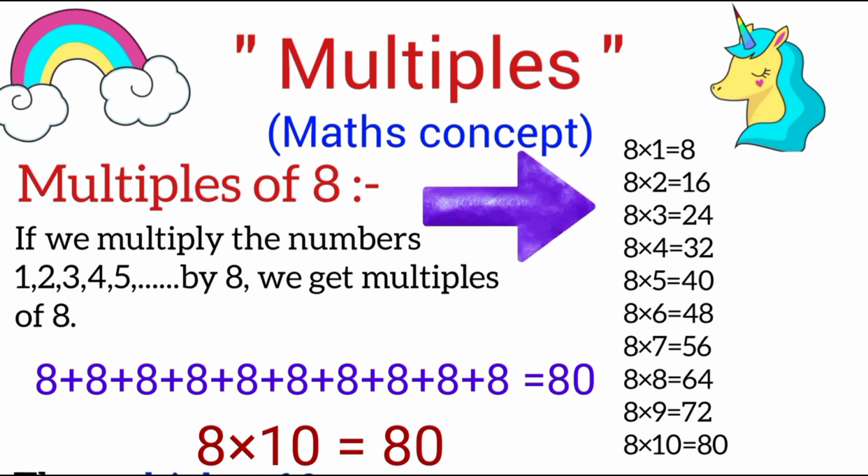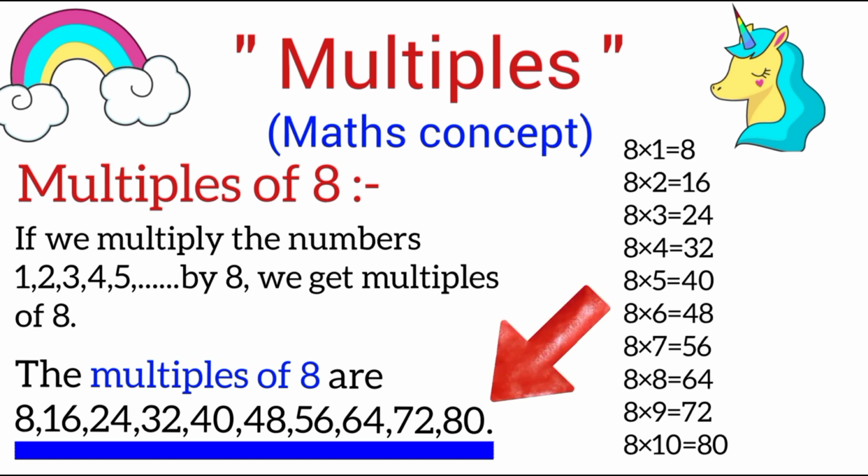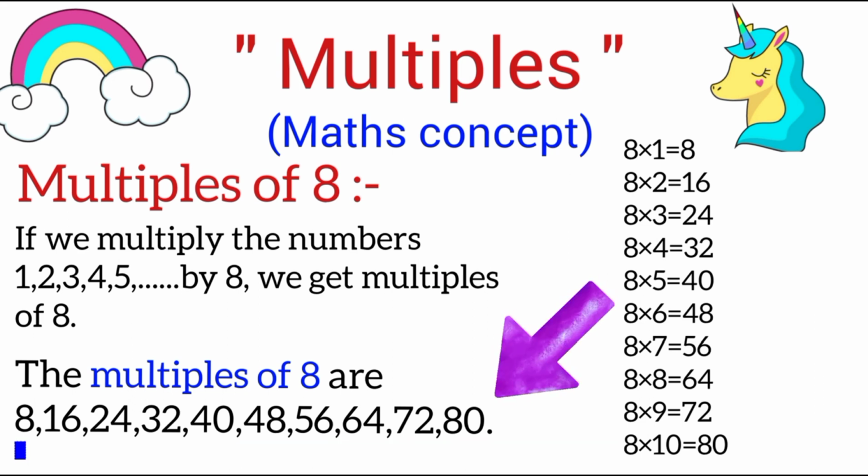This is the multiplication table of the number 8. So the multiples of 8 are 8, 16, 24, 32, 40, 48, 56, 64, 72, and 80. These are the first 10 multiples of the number 8.